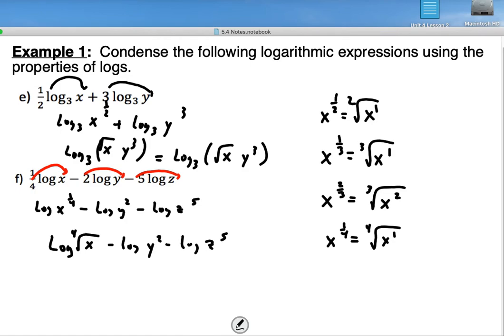So now let's put it together. So if we put it together as a single log, we're going to have the 4th root of x up here in the numerator. You've got a subtraction in front of log of y to the 2nd, so y to the 2nd comes down here in the denominator. And we've got a minus in front of log of z to the 5th there, so we're going to put the z to the 5th down here in the denominator as well. Subtraction means division. Addition means multiplication.